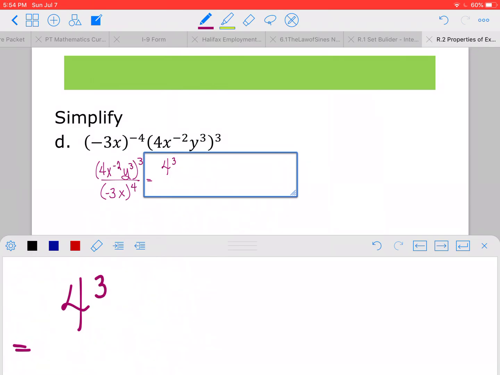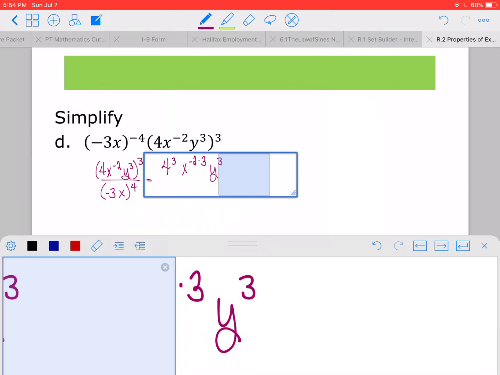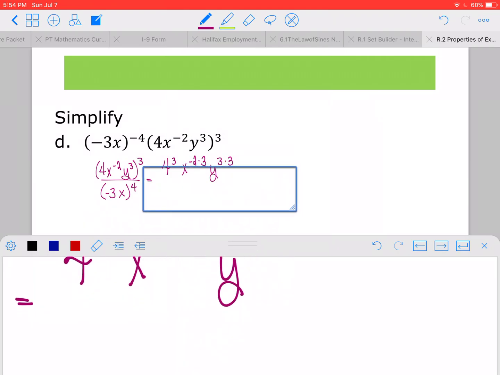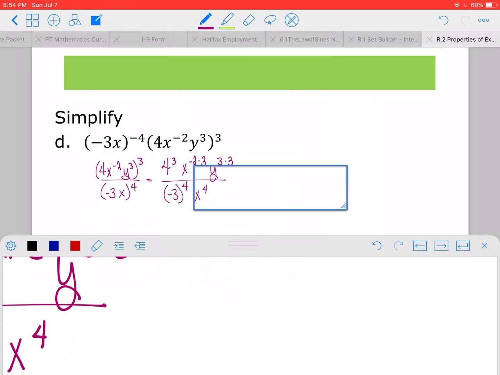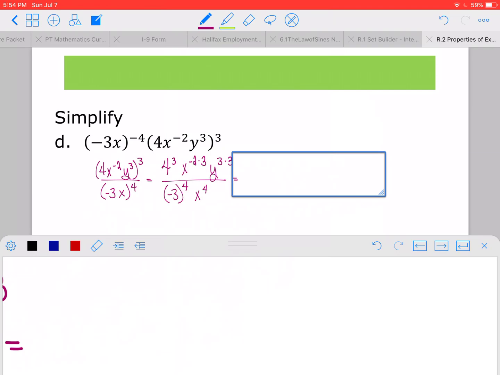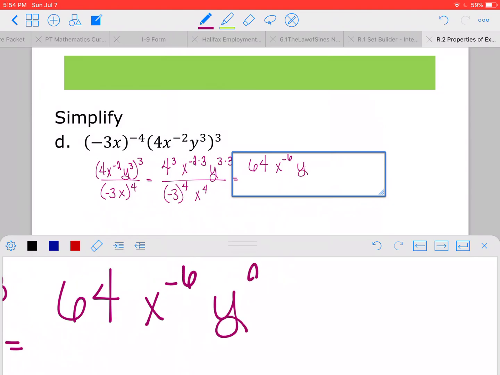So we've got 4 cubed, and then we've got x to the negative 2 times 3, and y to the 3rd times 3. On the bottom, we've got negative 3. Notice I'm putting in parentheses to the 4th times x to the 4th. Keep simplifying. So 4 cubed is 64 again. Negative 2 times 3 is negative 6. So we've got x to the negative 6, and we'll take care of that in a minute. And then we've got y to the 9th.